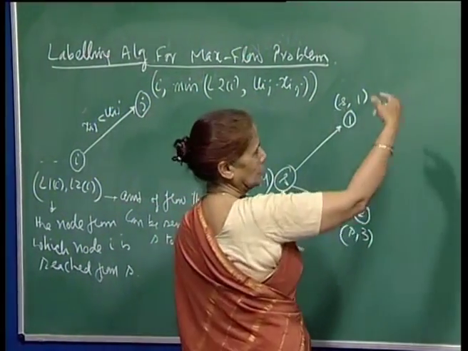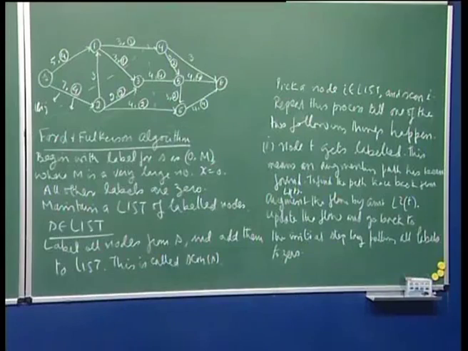Then from 2, 1 is already labeled, so you cannot label it. So, let us look at 2 3 and 2 6. So, 2 3 is what?